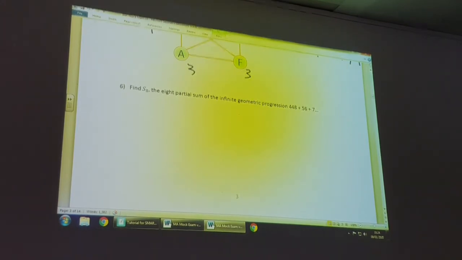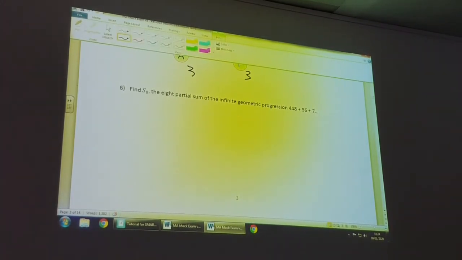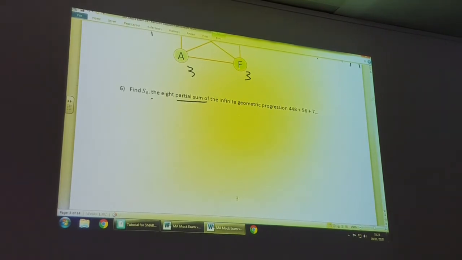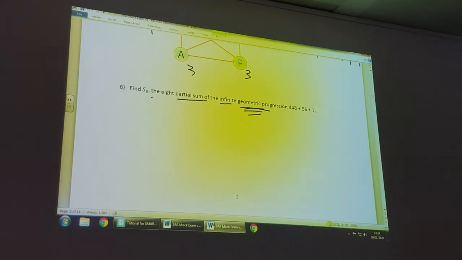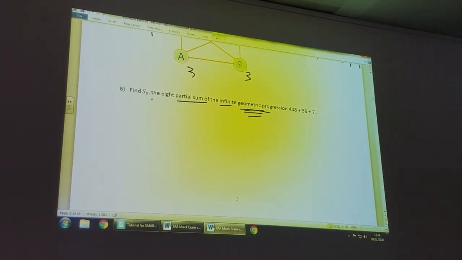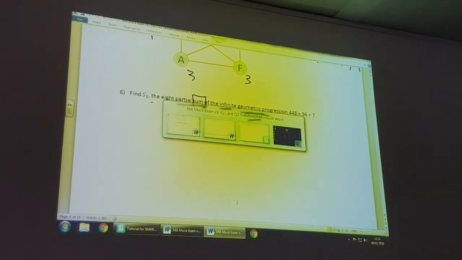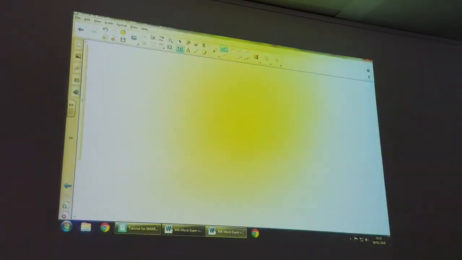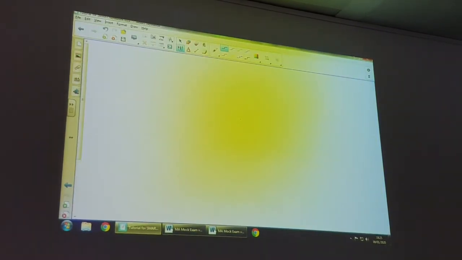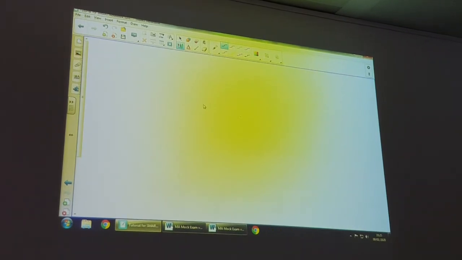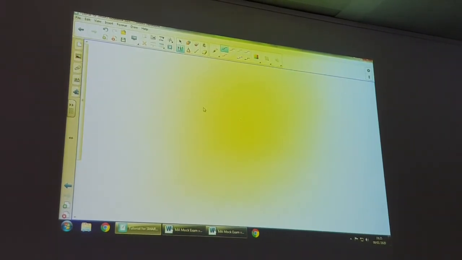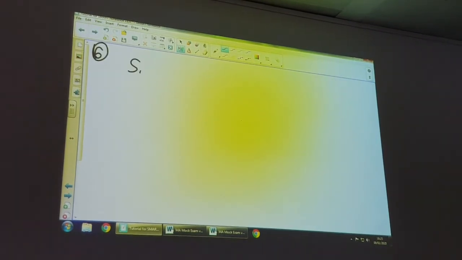Okay. Now, find S8, the 8th partial sum of the infinite geometric progression which starts with 448, then goes 56, then 7, and so on. First thing you do, because you are asked for the sum, you go to your appendix. In the appendix, you will find a nice formula waiting for you. That would be a 2-mark question as well, question 6.